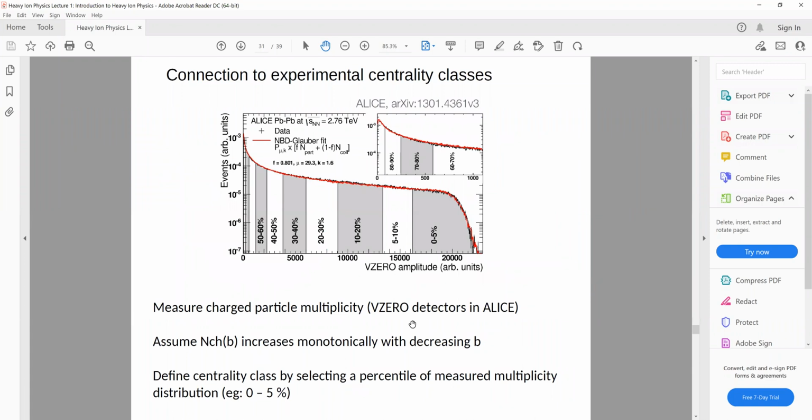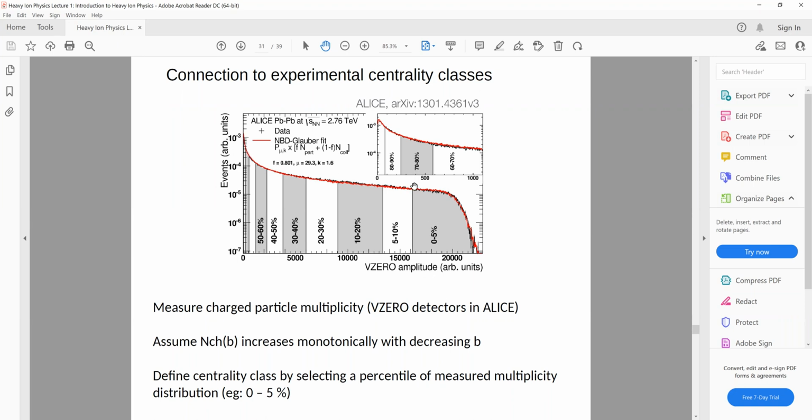So ultimately, we have to connect it to the experimental centrality classes. Experimentally, we measure centrality as 0 to 5% centrality, 20 to 30% centrality, 10 to 80% centrality. So we have to connect our theoretical estimations from global models to the experimental centrality classes. Experimentally, we measure the charged particle multiplicity, for example, using the V0 detectors. And then we assume this N_ch increases monotonically with decreasing b. You define a centrality class by selecting a particular percentile of the measured multiplicity distribution.